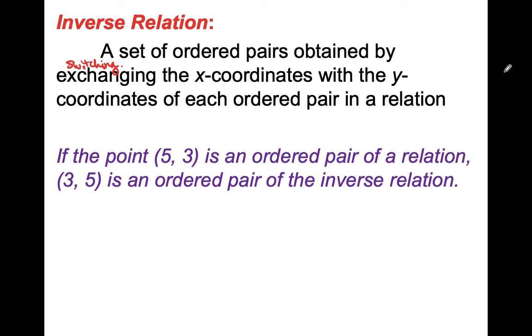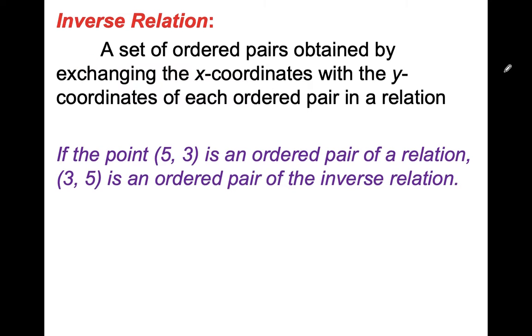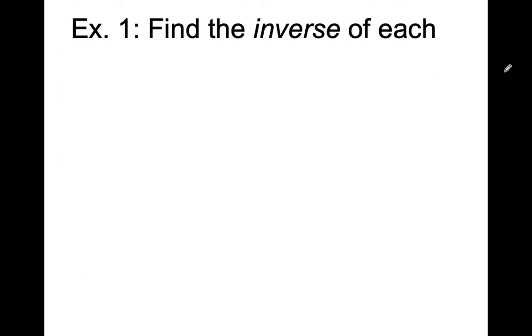So the first example is going to give you a new relation, and it's going to ask you to find the inverse of the relation. So here's the direction: find the inverse of each relation. So here's the first one. We have the set, and this does signify a set, the squiggly braces, so those are pretty important. So we've got the set {(4, -10), (7, -19), (-5, 17), (-3, 11)}.